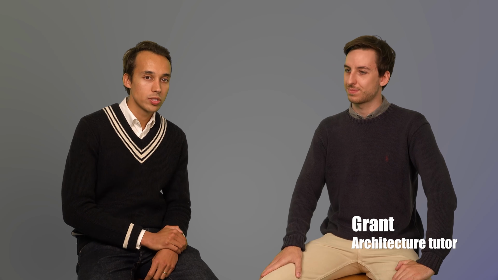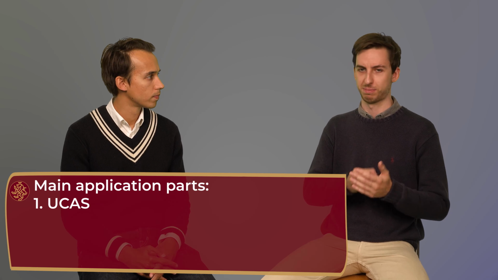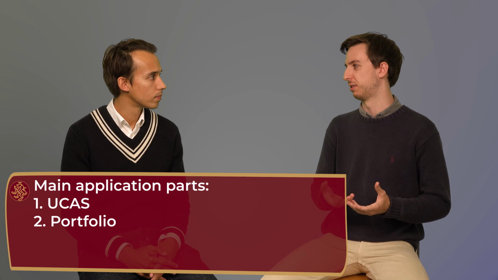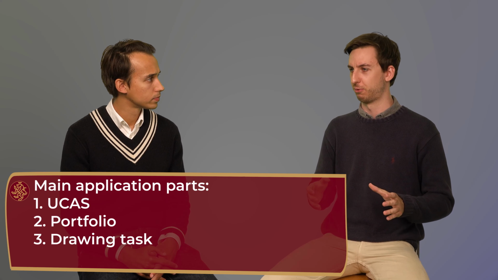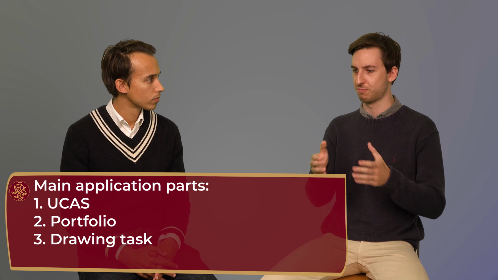So Grant, how do you make a strong architecture application in the UK? So in the UK, all applications are going to follow a very similar pattern where you'll do the UCAS part, so you'll do your personal statements, your references, and then you'll go on to do a portfolio or some kind of visual design task normally. That's going to change a little bit depending on the school you go to, but you'll always follow that format. So you'll have to have your artwork, you'll have to have your academic work running in parallel.